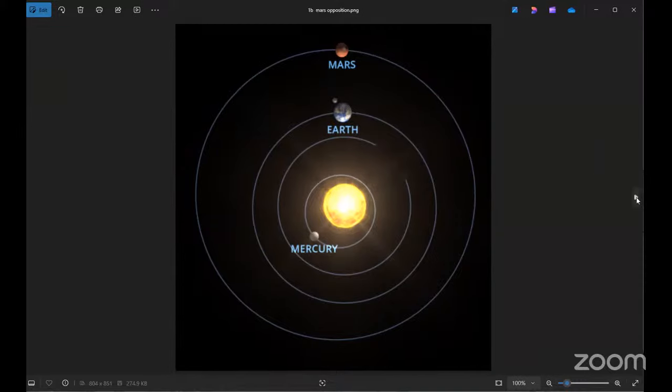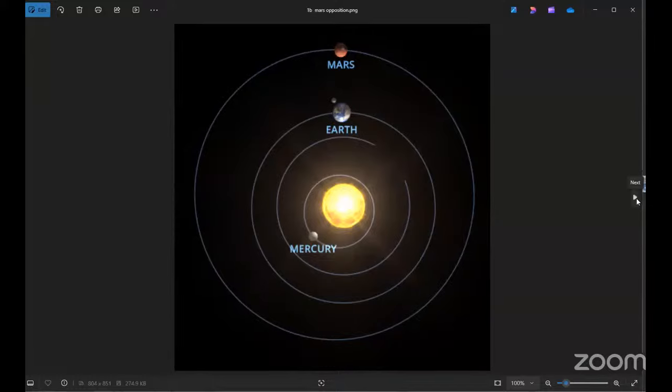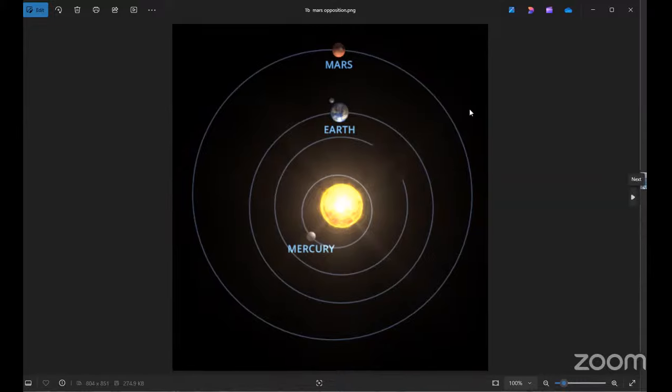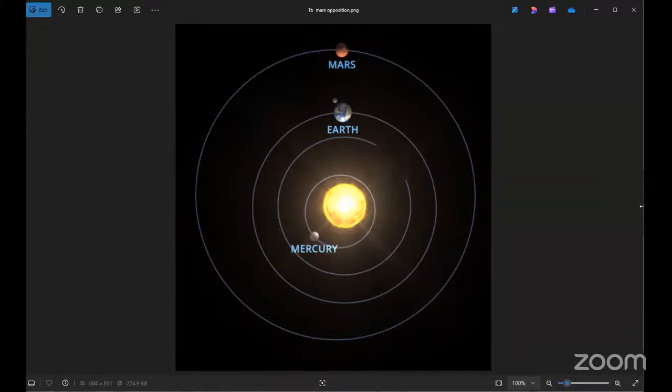Opposition, yes, this is a big deal. January 16th, we've talked about maybe having a star party for opposition of Mars. Kind of a big deal, like I said. Not every year, like Jupiter, Saturn, Uranus, Neptune. More like every year and a half, every 2 years. I forget the exact amount of time, but it is kind of a big deal.